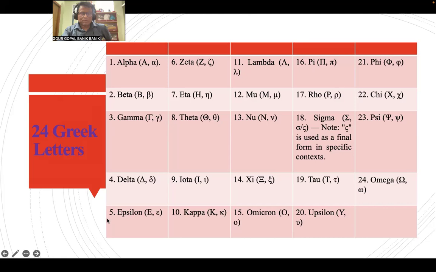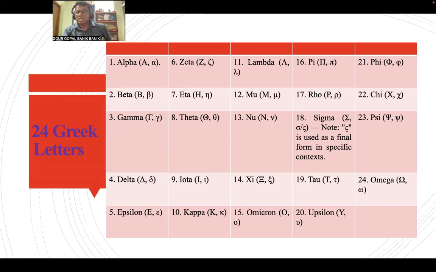Don't confuse it with number 5. Number 5 is epsilon, and 20 is upsilon. See, number 20 and number 5 are almost the same, with a little difference. Number 21 is phi. You might have heard it as phi also. Phi you should be getting in some mathematics somewhere.